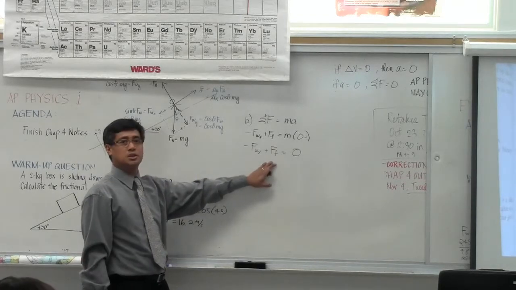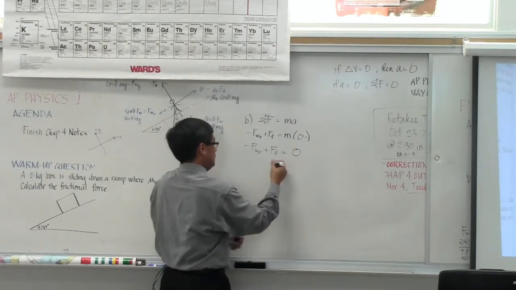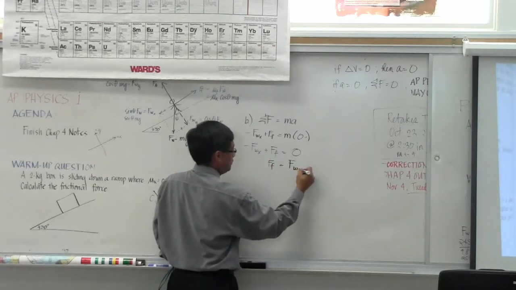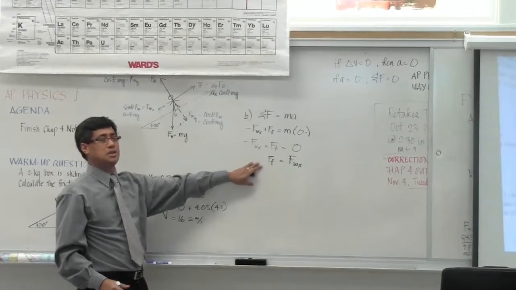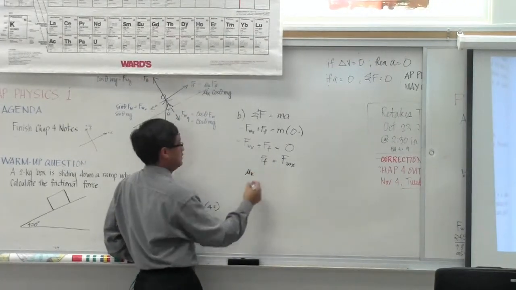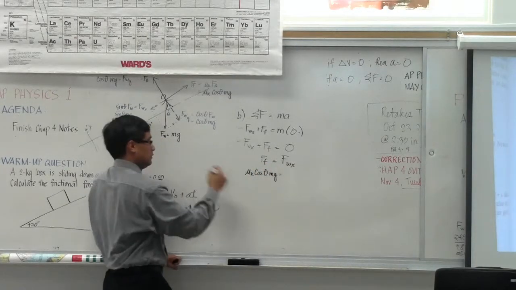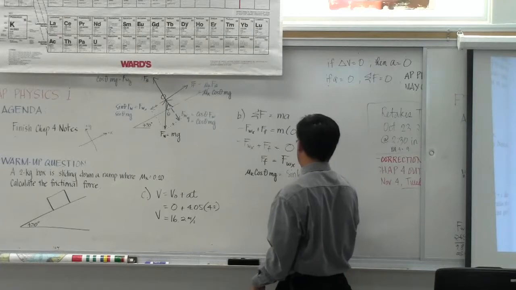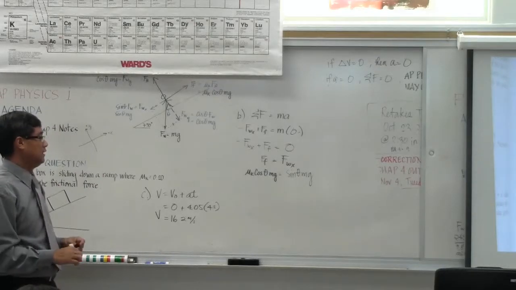So what is the force of friction equal to? You move it to the other side. So force of friction now is equal to Fw sub x. Okay, how do you find the force of friction again? Mu sub k cosine theta mg, right? And what is Fw sub x? Sine theta mg. Now remember, we're solving for mu sub k.